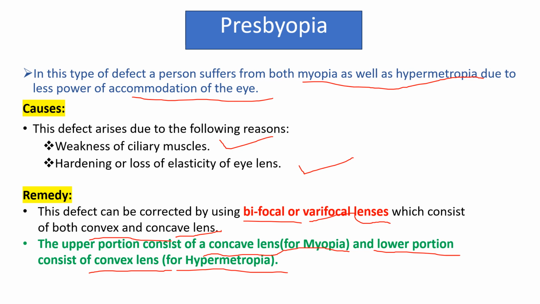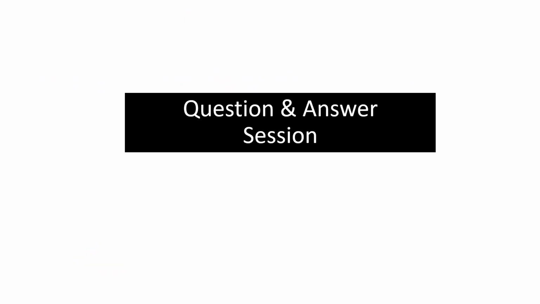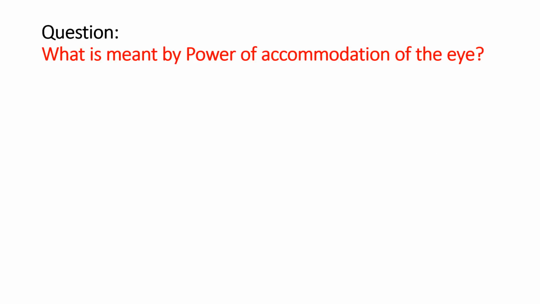Right? So I hope you all have understood the parts and functions of the human eye, how the image is formed in the human eye, and the defects of the eye, their remedies and causes. Okay, so now students, let's start with a quick question and answer. If you have understood all these things well, it will not be a long session, just a few questions.